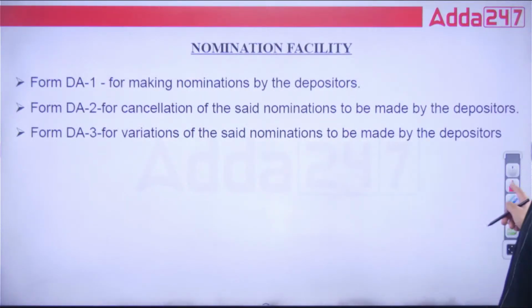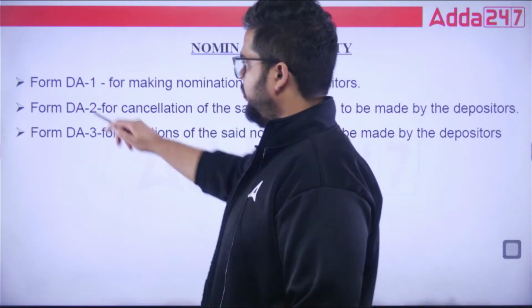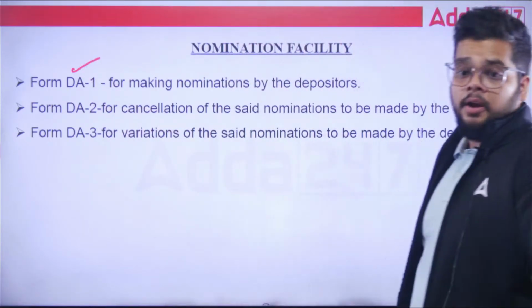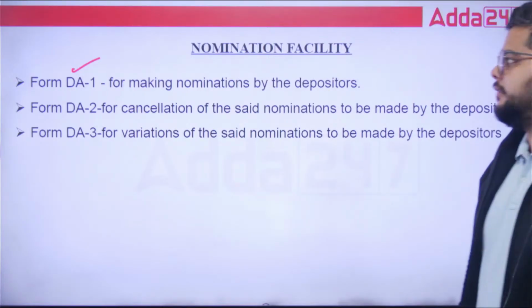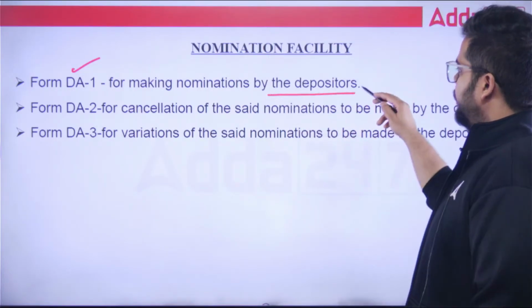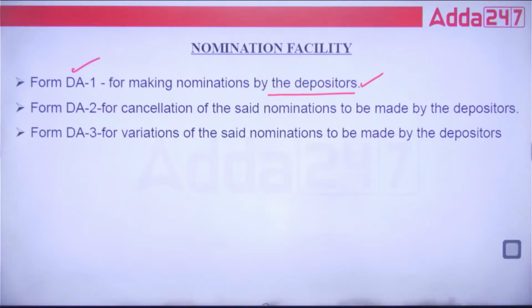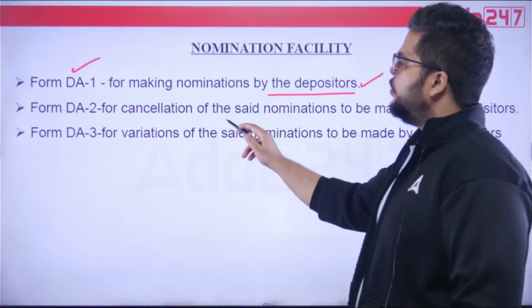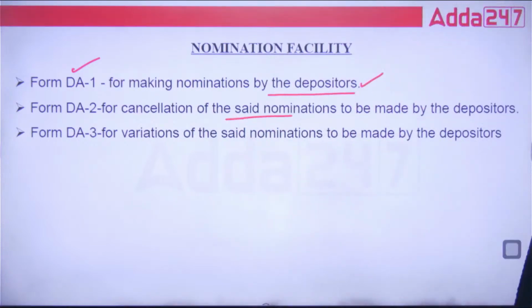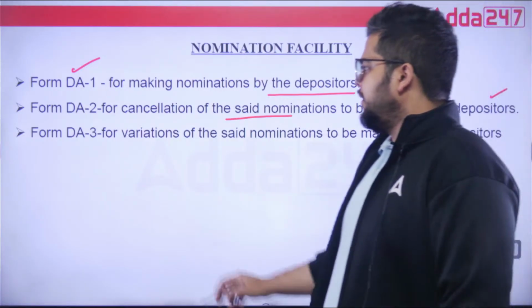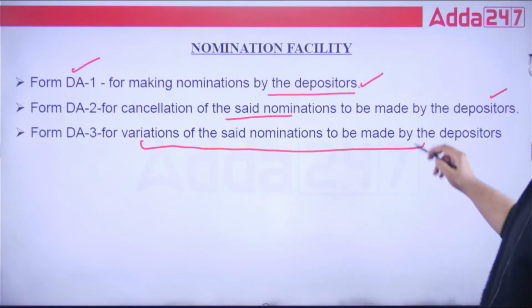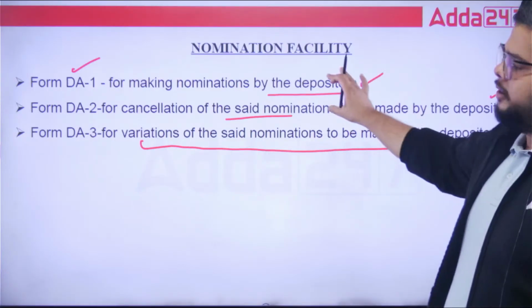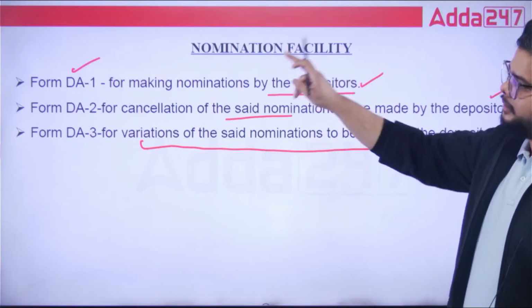So in the nomination facility, there are certain forms. Okay, so three forms are of interest for our examination. Form DA1, what does it pertain to? It pertains to the nomination by depositors. So depositors, if they want to nominate somebody, form DA1 is used. Then DA2 for the cancellation of the nominations by the depositors. Then form DA3 for variation of the said nomination by the depositor. So one, you initiate the nomination process, DA1.